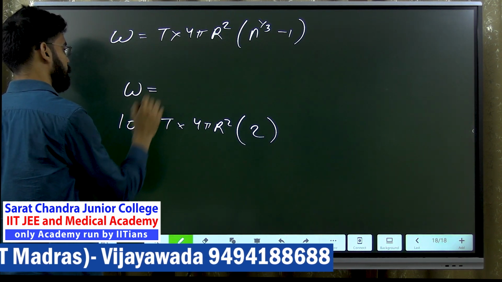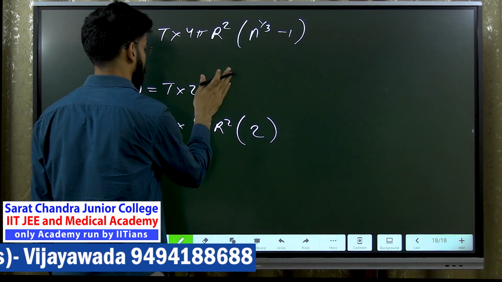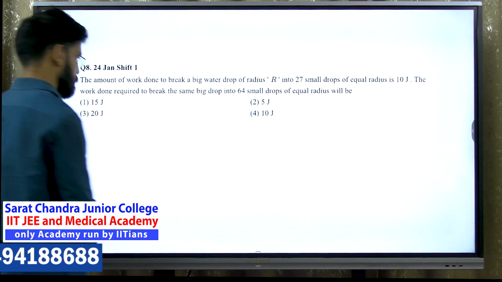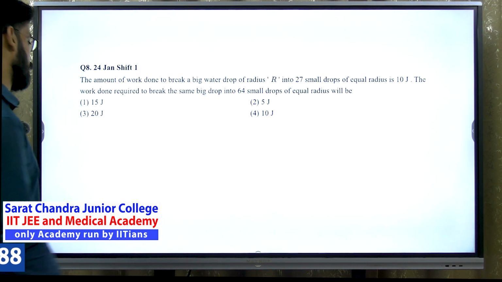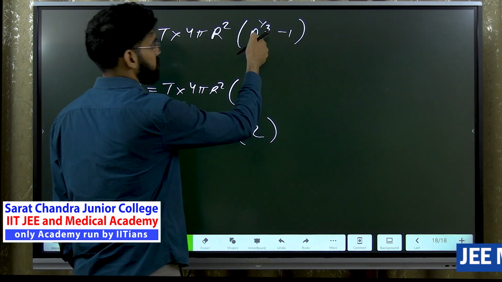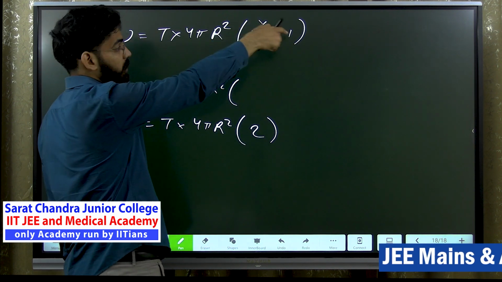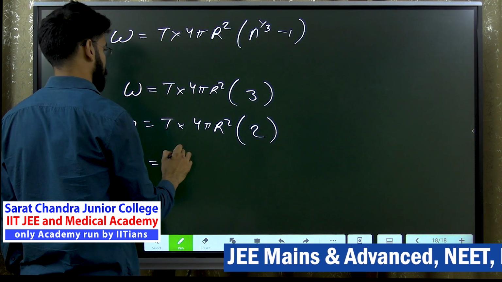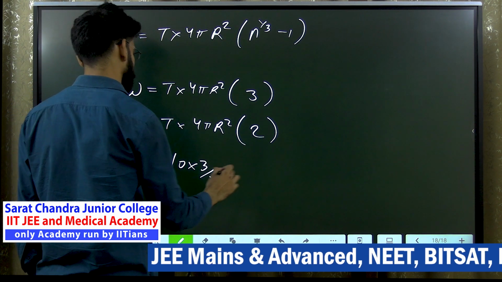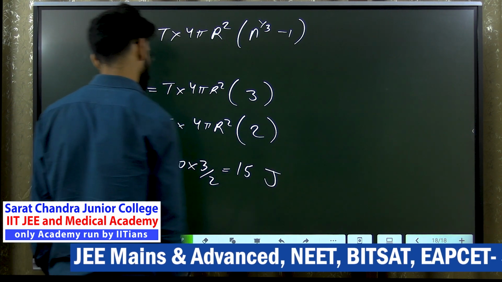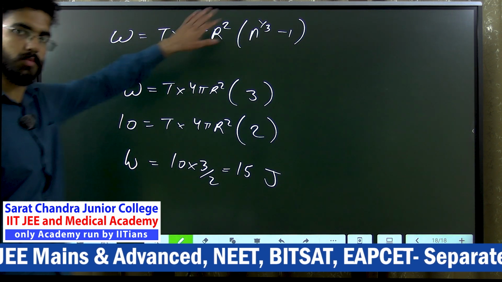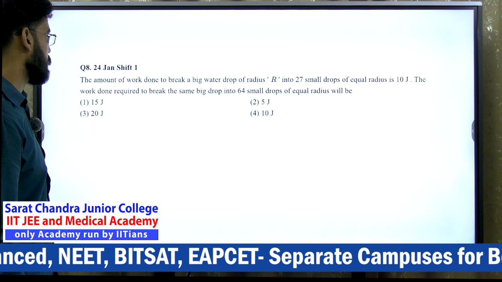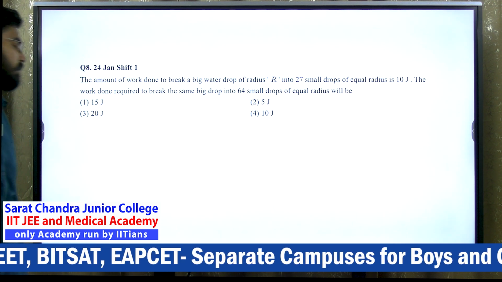Then he's saying some W into T into 4 pi r square into, now he did 64. 64 means what? 4, right? So 64 raised to power 1 by 3 is 4. 4 minus 1, 3. That's it. So what value of W came? 10 into 3 by 2. Okay, so this is 15 joule. That's it. By one formula, answer. This is the notes formula. Okay, nothing is special. So 15 joule means option 1 is your answer.